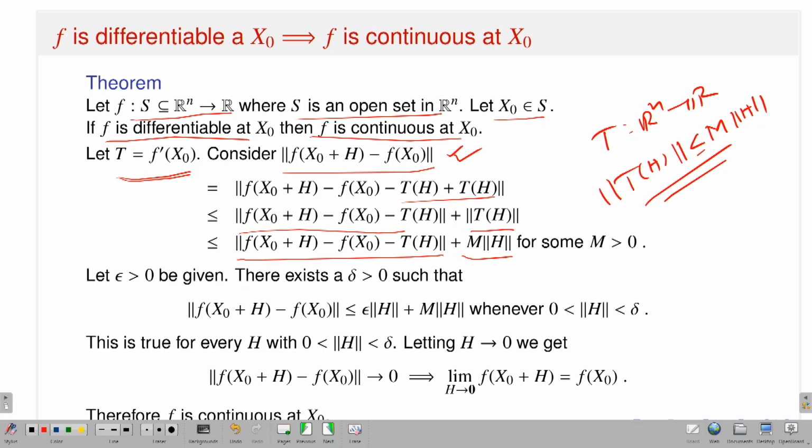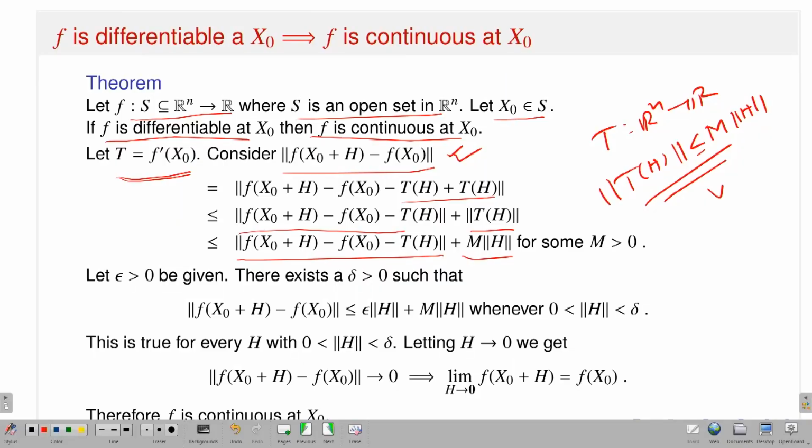So if I have a linear transformation, this is actually bounded. This is a kind of bounded linear transformation, because Rn to R is a finite dimensional Euclidean space. So there always exists an m such that this is true for all h. That you can get. For the time being, we assume that yes, this is the case.